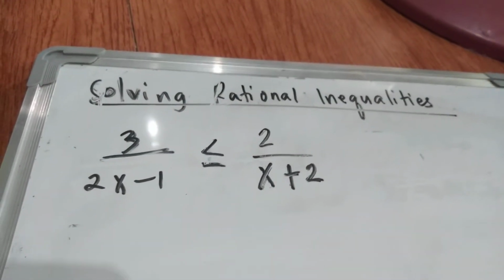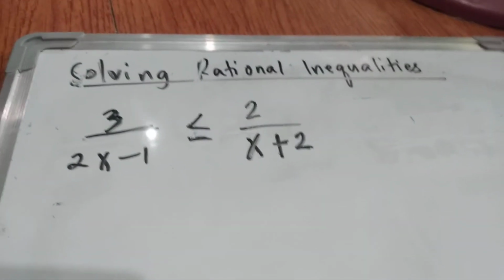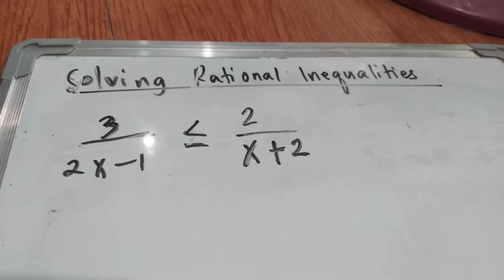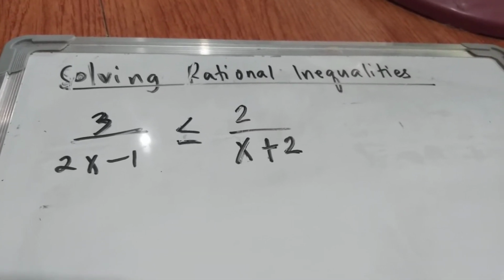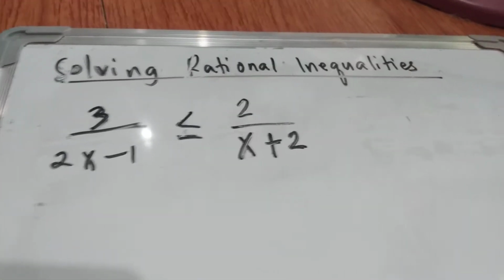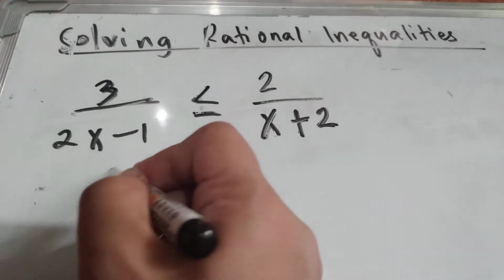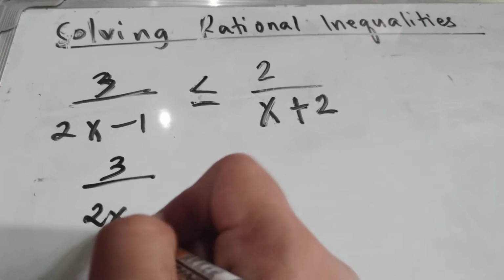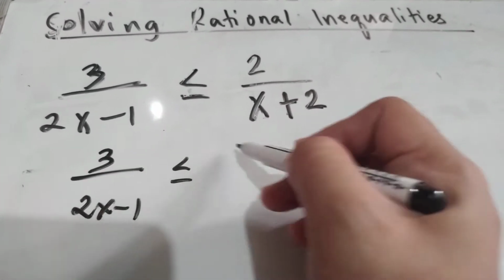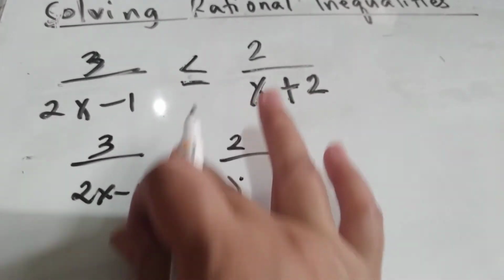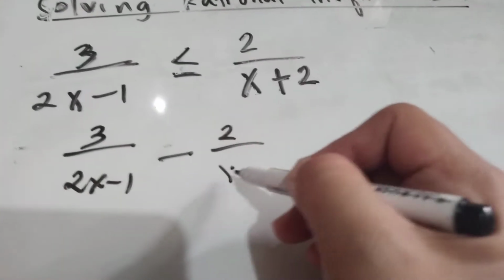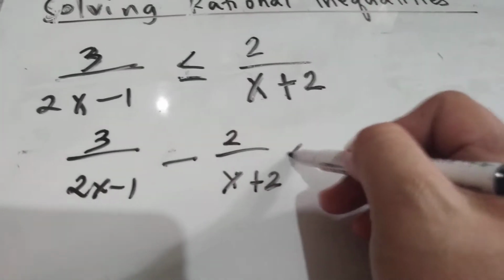Let's have another example of solving rational inequality. So, ang given natin is 3 over 2x minus 1 is less than or equal to 2 over x plus 2. Again, ang step number 1, dapat one side of the inequality is 0. So, ililipat natin ang 2 over x plus 2 on the left side. So, this will be 3 over 2x minus 1 minus 2 over x plus 2 is less than or equal to 0.